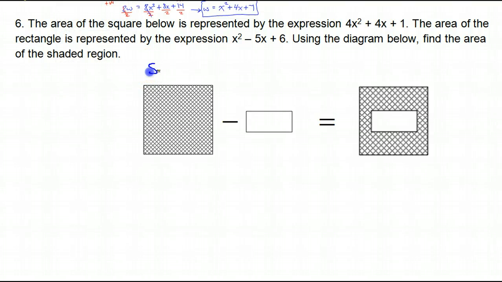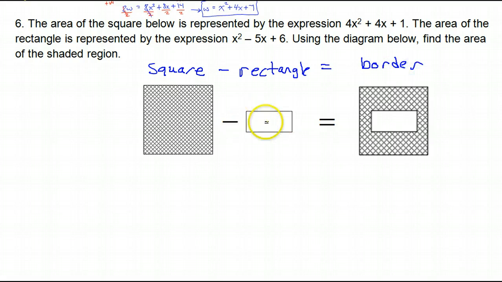We could say the square minus the rectangle equals the border. Whoa, did I really not put an E on square? Yeah, the square minus the rectangle equals just the border. Okay, does that make sense? If I take the whole square and I sort of cut out the rectangle and take it away, then that's going to leave the border.